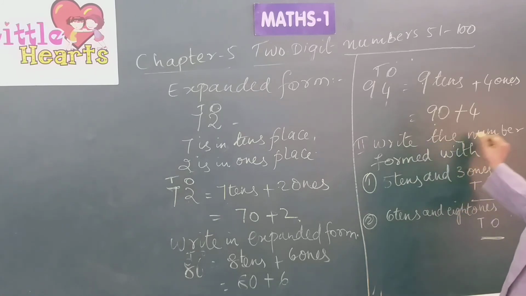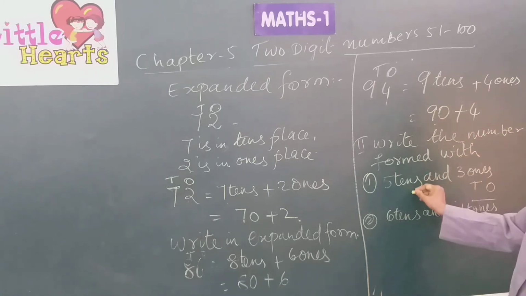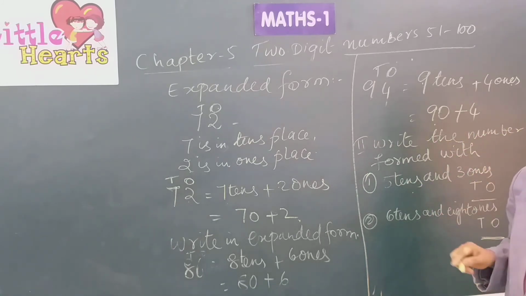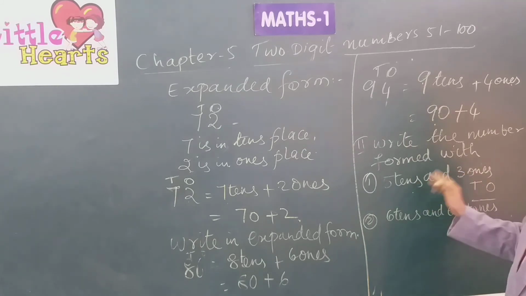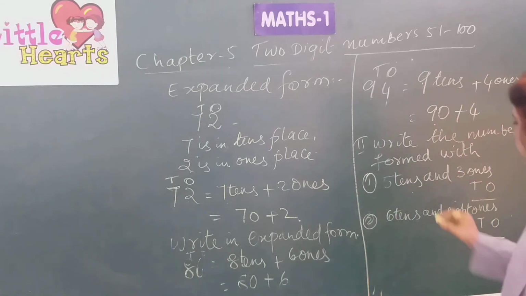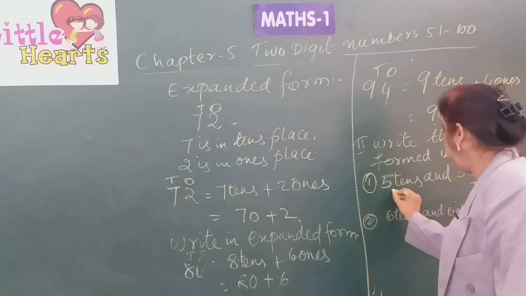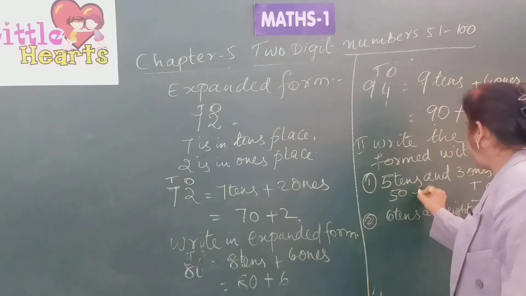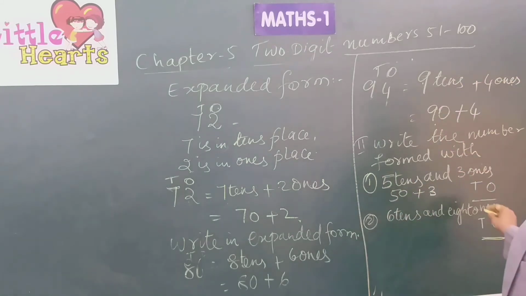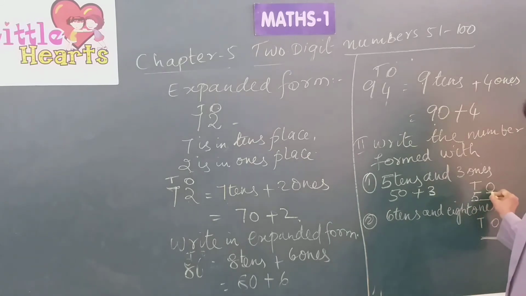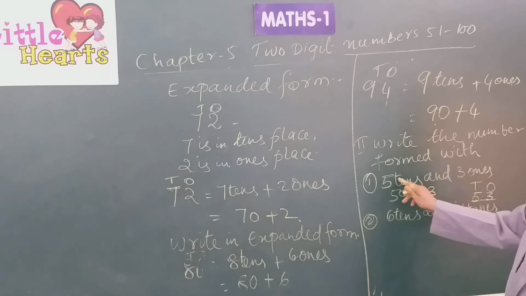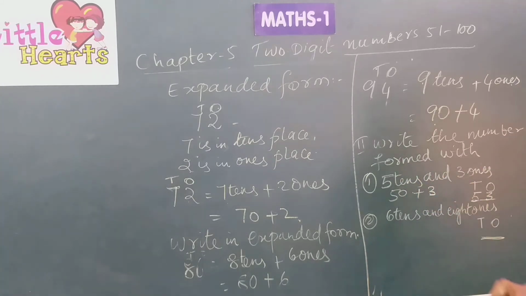Now write the number formed with 5 tens and 3 ones. So tens and ones are given, you have to write the number. 5 tens is 50 plus 3 ones, 3. So 5 in the tens place, 3 in the ones place. 53 is the number formed with 5 tens and 3 ones.